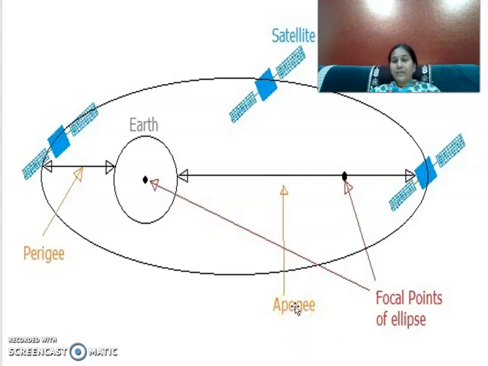So apogee and perigee play a major role when the satellite is rotating in an elliptical fashion. If the satellite is rotating in a circular fashion, it maintains a fixed distance, so there is no smallest or farthest distance. If it is rotating in a circular orbit, the distance remains the same. If it is elliptical, two different points are observed from the satellite, the perigee point and the apogee point.